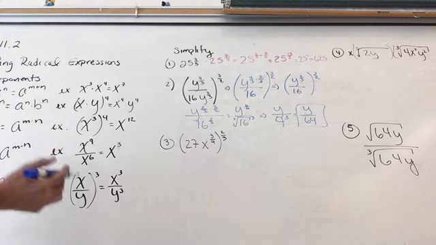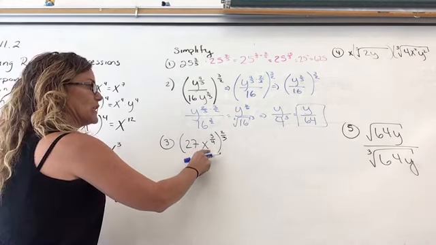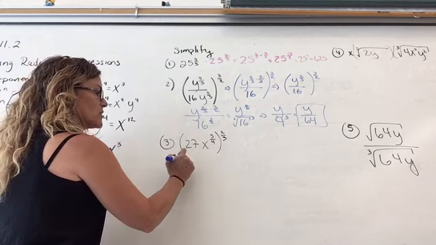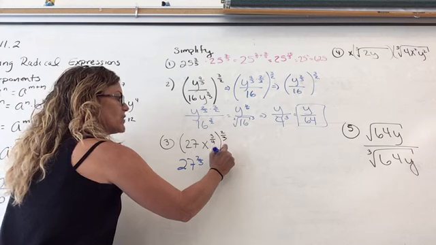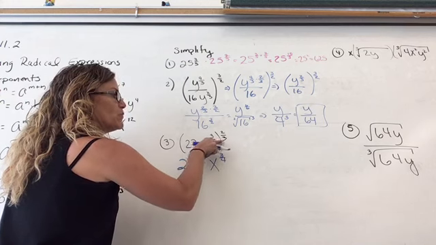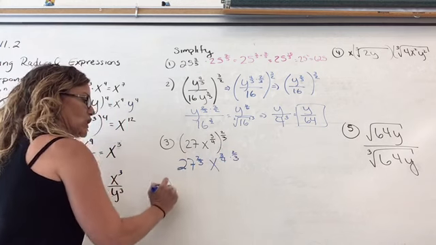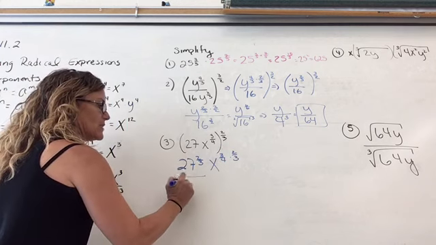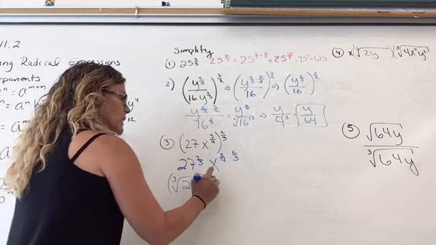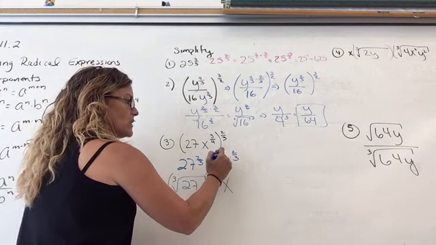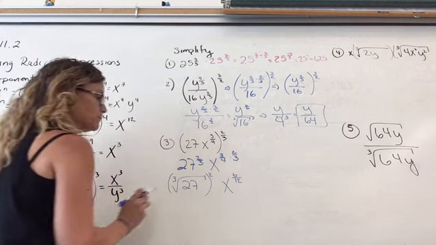On number 3, again, we're going to distribute this to each of these. The 27 gets the 2/3, and the x to the 3/4 gets the 2/3. So 27 to the 2/3, x to the 3/4. Since it's one base, 2 powers, we're going to multiply. This one I'm going to change. I'm going to write it as 27 and then squared. Here I'm going to multiply it out. 3 times 2 is 6. 4 times 3 is 12.